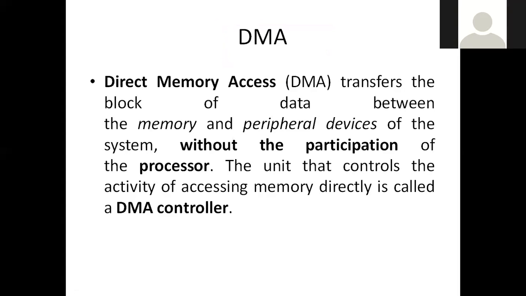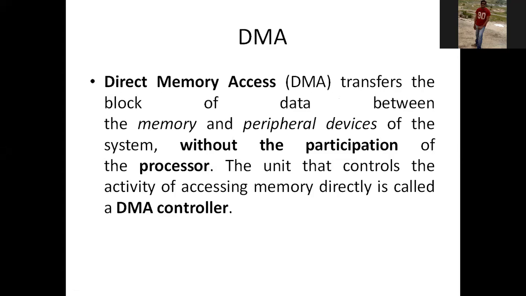So the concept is the DMA controller, the direct memory access. The main purpose of the DMA controller is to transfer high speed data between the memory and the peripherals. What is the importance of the DMA controller? The importance of the DMA controller is to transfer high speed data between the memory and the peripheral devices. And for this, it will not take any support from the processor.